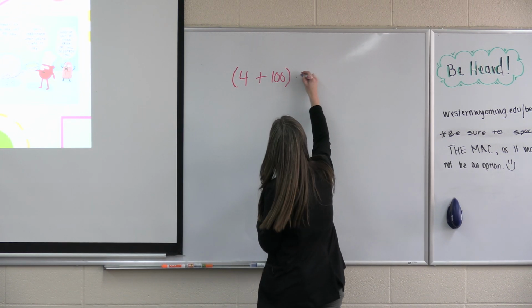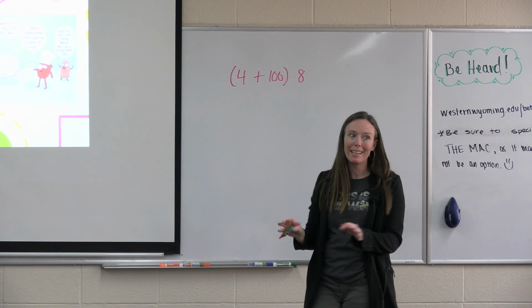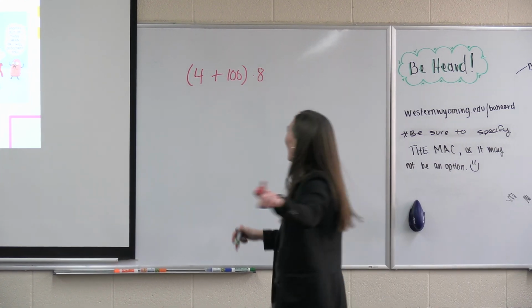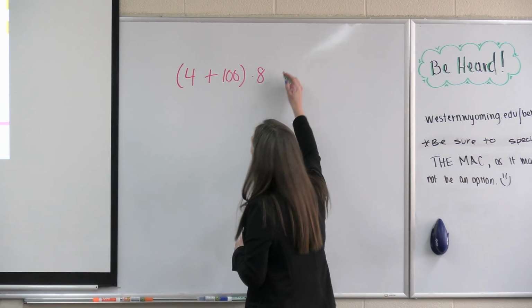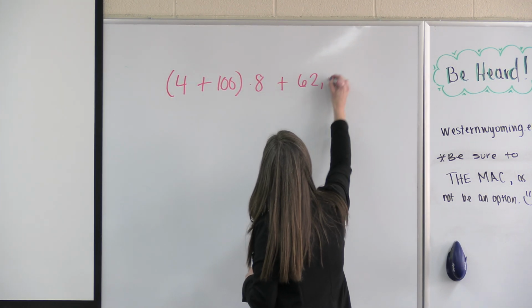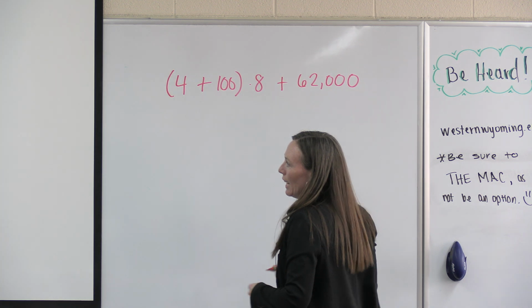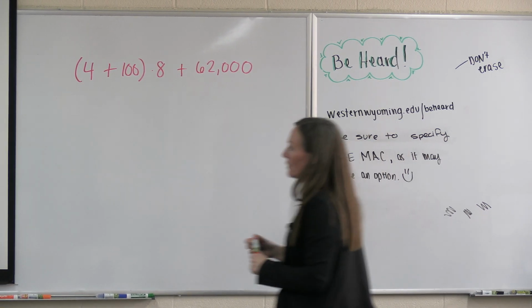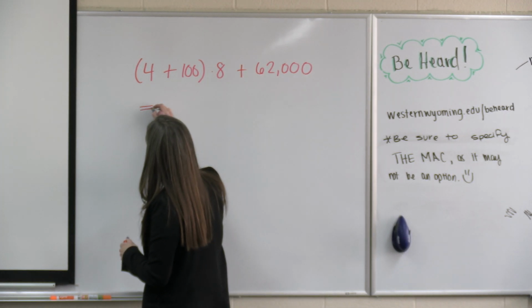Okay, then multiply by 8. You got to remember this was in 499 AD, people, so give them a break, right? So times 8, and then add 6,000 to 62,000, okay? Then they say the result of this is the circumference of a circle.